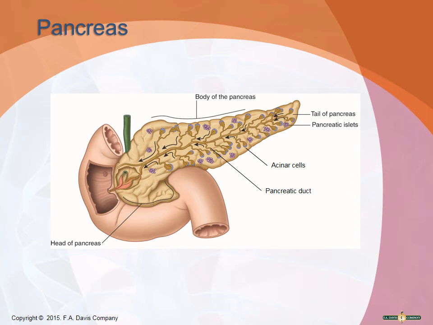Those enzymes from the pancreas enter into the duodenum from a duct. So hormones go into the bloodstream, and the enzymes go through a duct into the duodenum, right about there. Same place where the bile enters into the duodenum.